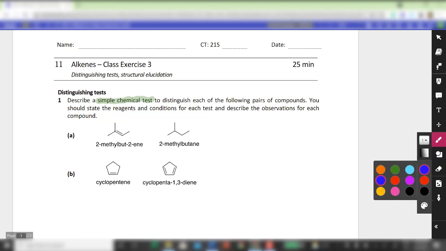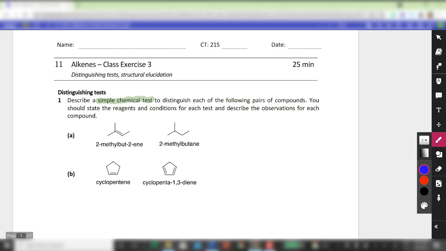Simple chemical test here refers to basic test tube chemistry, no complicated setups, definitely no reflux, no distillation. So it basically just involves a test tube containing your unknowns, and then you add the reagent in dropwise, and then you observe whether there's a color change. The most you could do is to warm it in a water bath, and then check whether there's any color change. That's the most you can do.